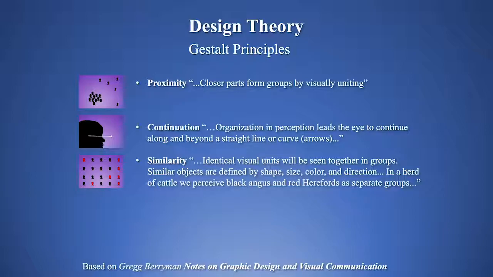Proximity. Closer parts form groups by visually uniting. Continuation. Organization in perception leads the eye to continue along and beyond a straight line or curve, like arrows. Similarity. Identical visual units will be seen together in groups. Similar objects are defined by shape, size, color, and direction. In a herd of cattle, we perceive Black Angus and Red Herefords as separate groups.